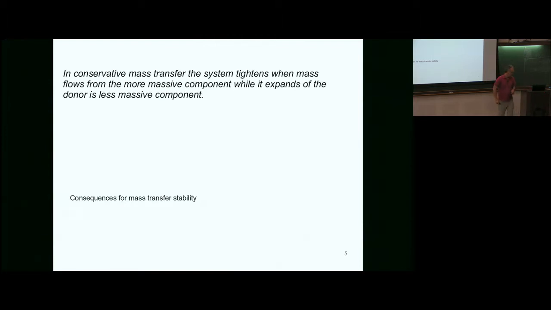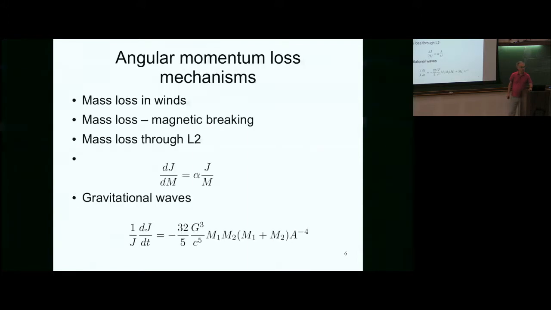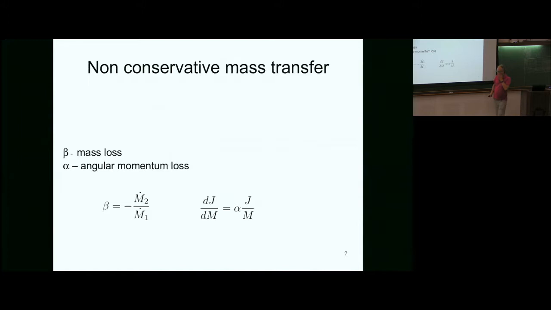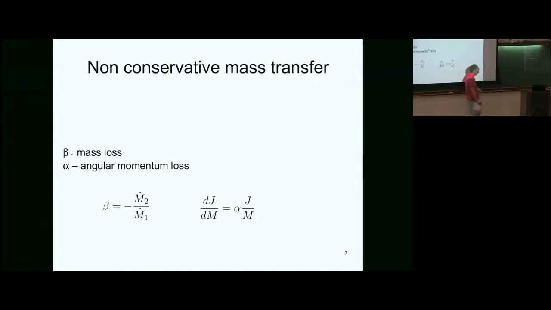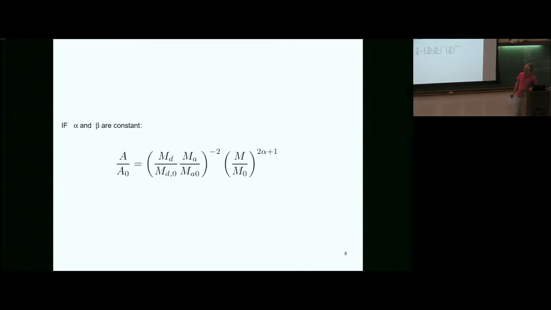And then I started talking about the very simple parametrization of the non-conservative mass transfer, which is the one where you assume the angular momentum mass loss as proportional to J over M. Then we obtain the following formula for the evolution of the orbit, but what I'm going to say today is that that's not a unique parametrization, and that's not the only parametrization of this process, and I'll show you two other parametrizations.